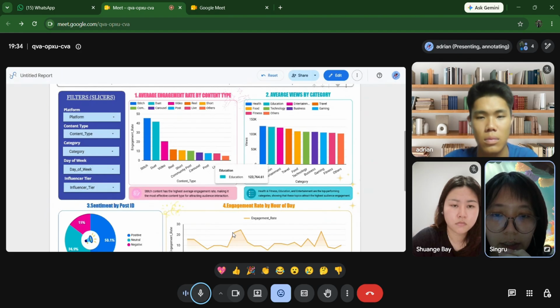For Ahmad, this means he can focus on these categories when planning his TikTok content. Since Ahmad is a multimedia student, he can create educational content related to design, editing, student life, or creative skills. He can also mix education with entertainment to make the content more fun. Now I will pass back to my group member to explain the next two charts.